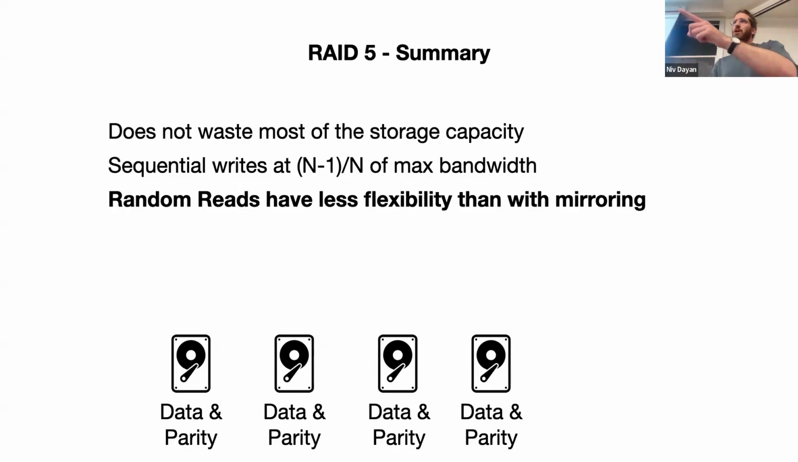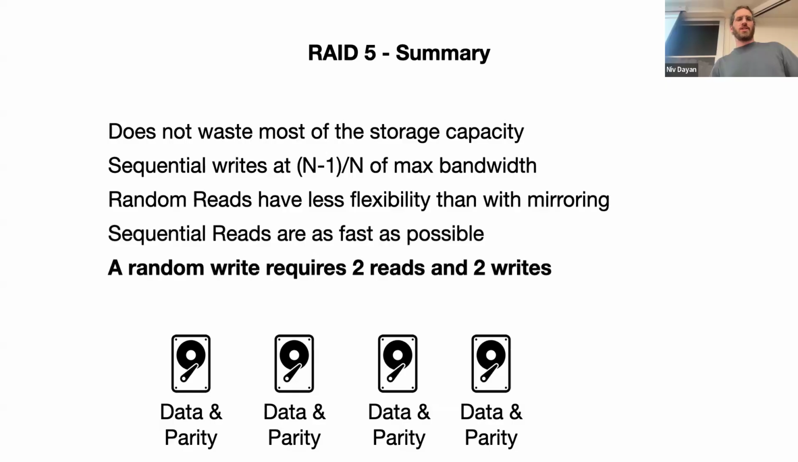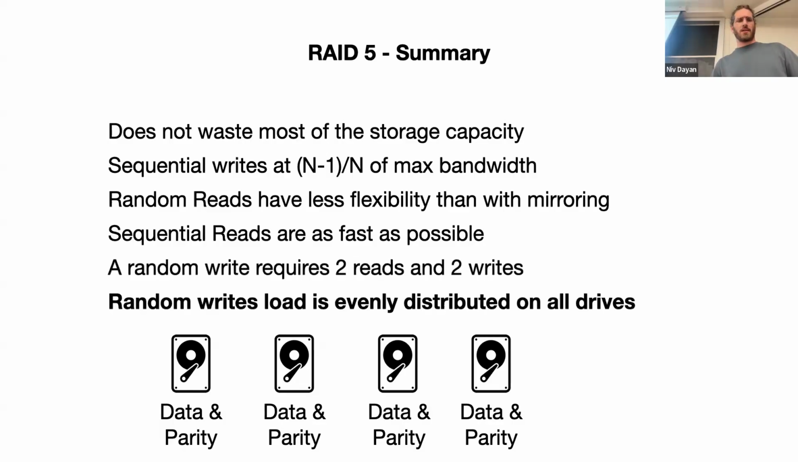So this is the point that you brought before. Random reads indeed have less flexibility than if we were to use mirroring, because mirroring gives us the flexibility that, if one drive is targeted by multiple requests, we can distribute them. So there is a disadvantage here. We're not going to be as good at random reads, but nothing's perfect, so there are always trade-offs. Sequential reads are as fast as possible, and a random write now requires 2 reads and 2 writes. So I think this is the complete summary.